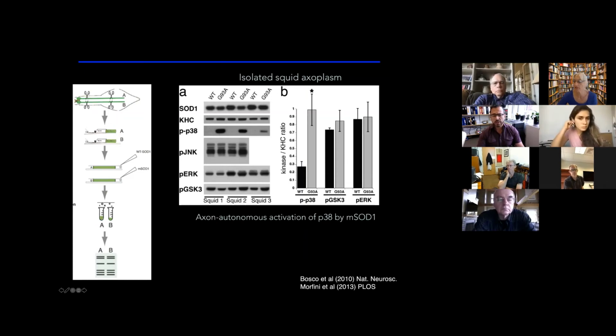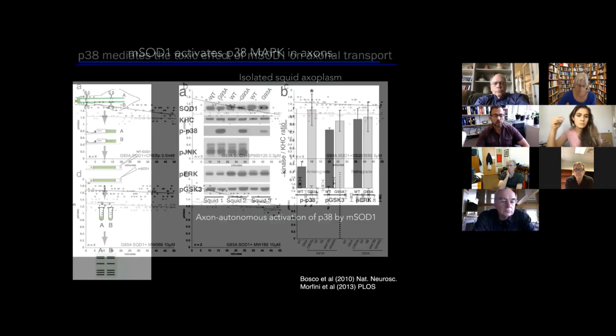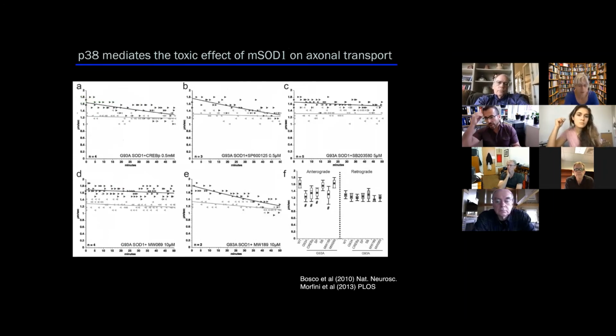Here's a number of them. I think the n of this was 5. So this actually told us that somehow these mutant SOD1 proteins can activate the P38 MAP kinases. But we still didn't know if this had anything to do with the effect on transport. To do that, we did what we call co-perfusion experiments. Besides perfusing the mutant protein, we also perfuse the mutant protein together with a pharmacological or peptide inhibitor of X or Y kinase.